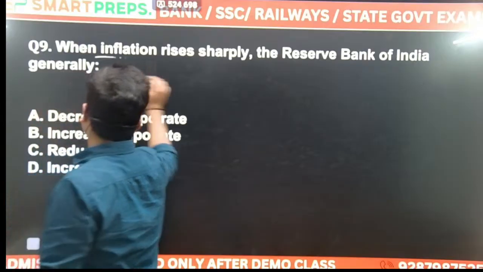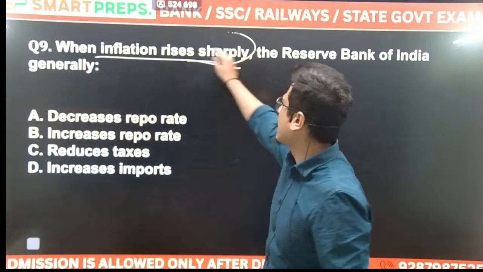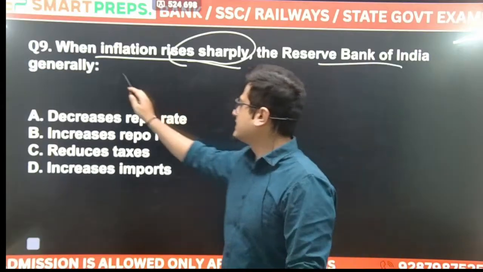Next is a little conceptual question. When inflation rises sharply, the Reserve Bank of India generally what do they do?